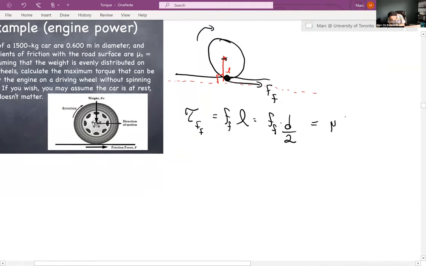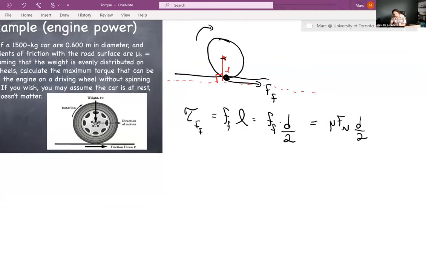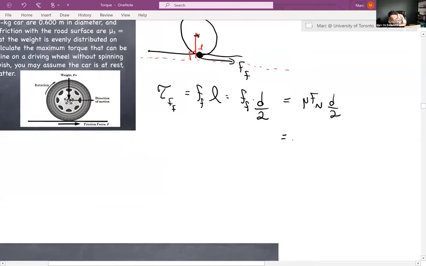The force of friction is mu F n times the diameter of the tire over 2. And what is the normal force? Well, we're told that the weight of the car is approximately evenly distributed along all 4 tires. So what we're going to get here is mu times m g over 4, because there's 4 tires in the car. So the normal force on one of the tires is 1/4 of the total weight, times the diameter over 2. Ergo, the torque from the force of friction is mu m g diameter over 8.